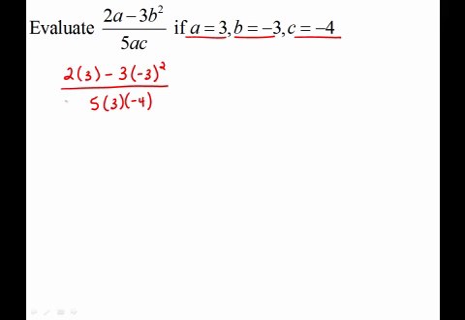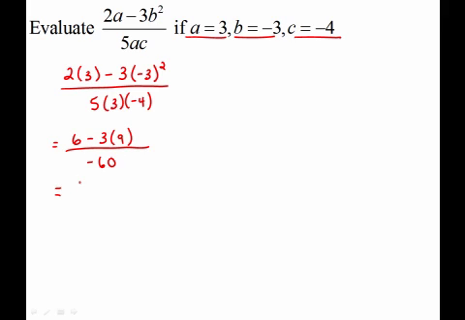So 2 times 3 is 6. Minus 3 times, we have to square this first. So negative 3 squared is 9. And this is where it's important that the parentheses are here because we are squaring the entire negative 3. So the negative and the 3 get squared, which makes it a positive 9. And then 5 times 3 times negative 4 would be negative 60.